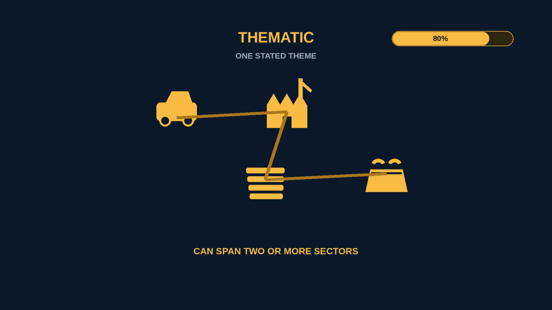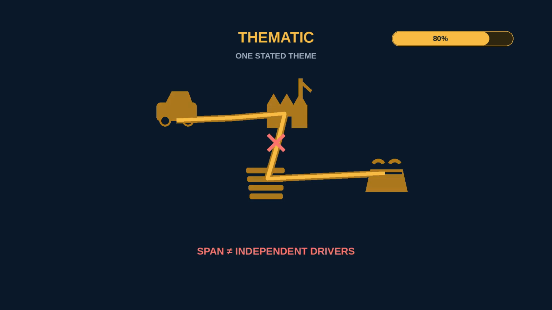Watch the difference. The path does not remain in one industry cluster. A gold ribbon lights once across the car, the factory, the metal bars, and the shopping bag, and every lit holding still answers the same stated theme. Spanning sectors is not owning many independent economic drivers. Read the stated theme, then the current holdings.